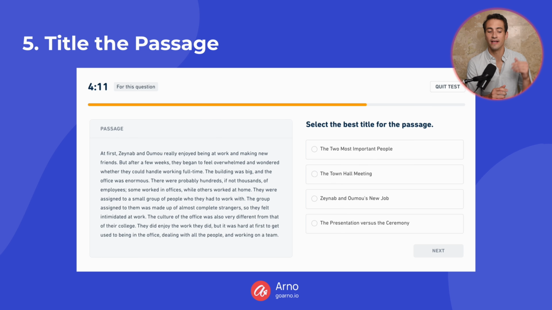Question number 5 is title the passage. This is the final question in the interactive reading set of questions. Similar to the last question, you are being tested on your overall comprehension of the passage, and you're being asked to pick an appropriate title for the passage. In general, I think that this question is perhaps the easiest of all of them. So once you get to this question, you should have an easy finish.